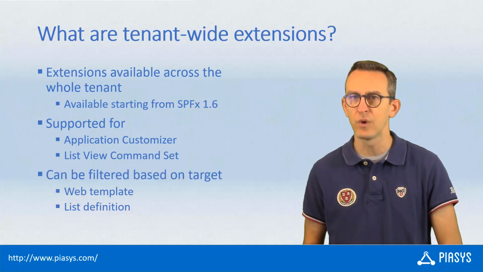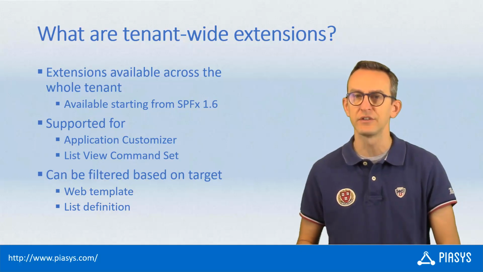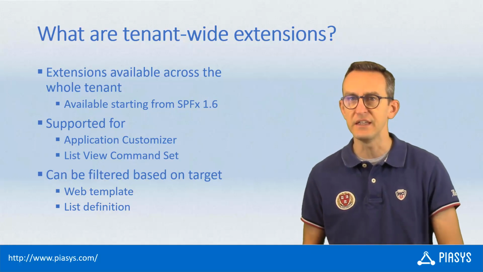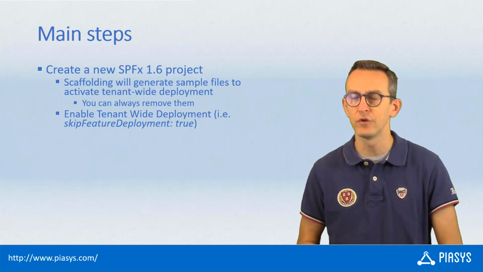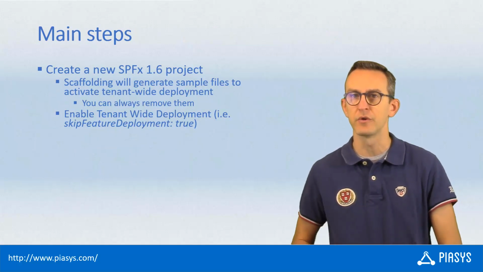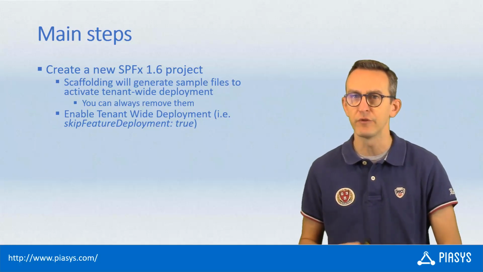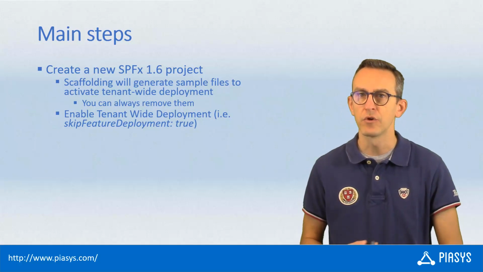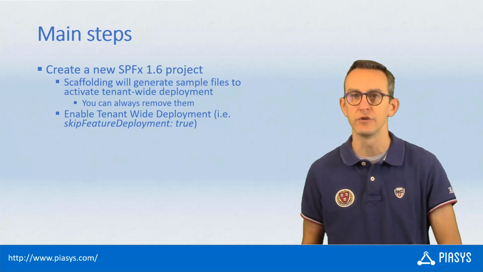And when you do the tenant-wide provisioning, you can select the target web template for the application customizers or the target list template ID for the list view command sets. In order to do that, you will first of all have to create a SharePoint Framework 1.6 solution. By default, the SharePoint Framework generator will scaffold some sample files to help you in the provisioning of the tenant-wide extensions. Moreover, you will have to configure the skip feature deployment attribute to true, so you enable the tenant-wide deployment of your solution.